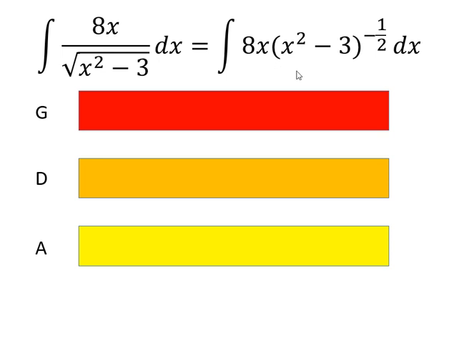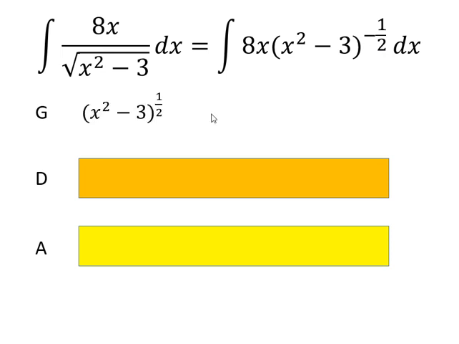Once you've got to this second form, hopefully it's a bit easier to spot, because we've got a function x squared minus 3 raised to a power. The derivative of this inside function is just 2x, and out the front we've got some multiple of the derivative. So again, we can use this GDA method. Our guess is going to be the inside function raised to one higher power. One higher than negative a half is positive a half.